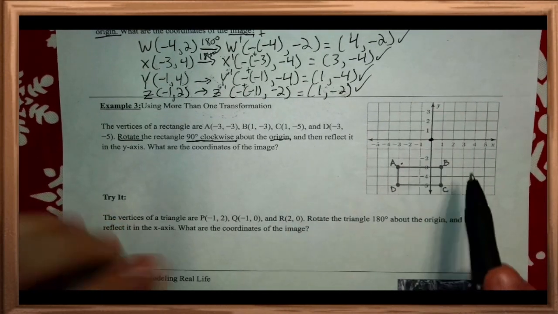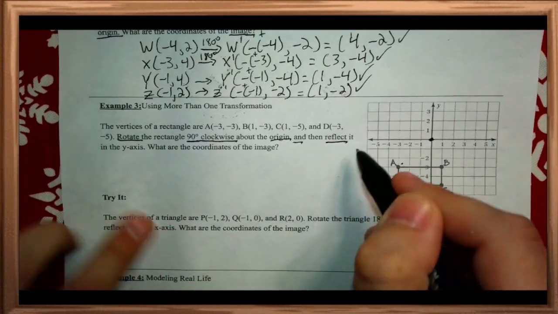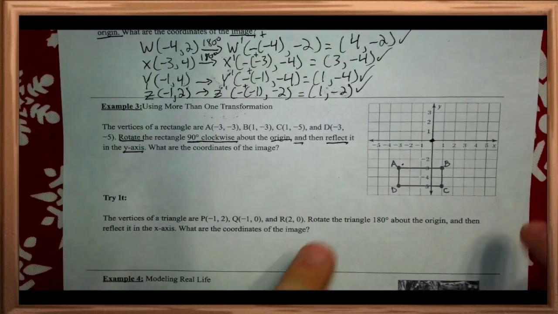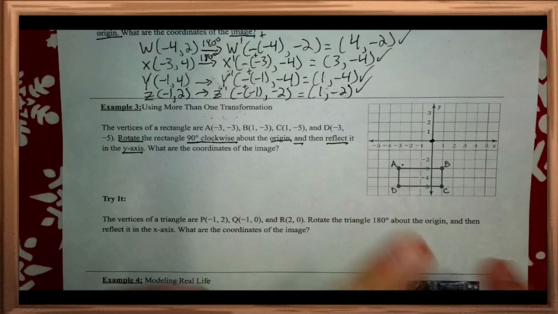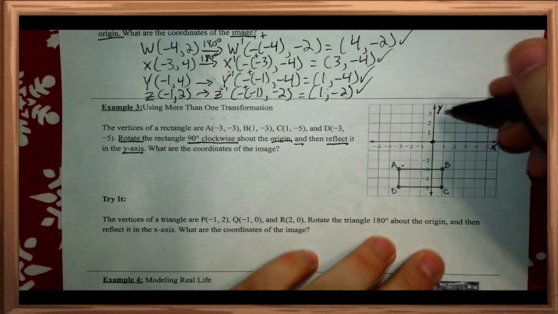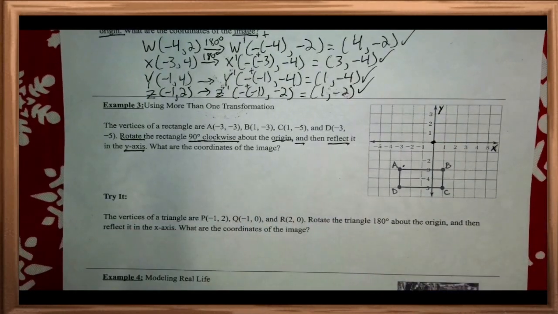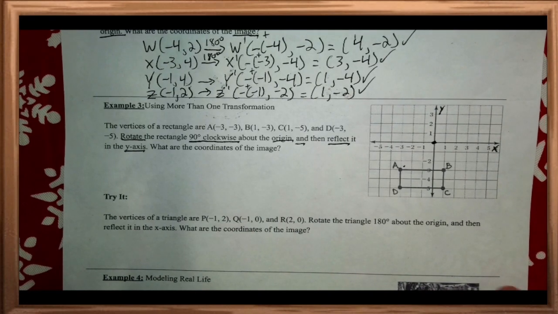And then, once we rotate it and reflect it in the y-axis, we need to figure out the rotation. Then we reflect it on the y-axis. There's the y-axis. Here's the x-axis, right? The y-axis is the up and down. So, what are the coordinates of the image? Okay, so let's break this apart. First, we need to rotate this rectangle. Then we need to just reflect it, like we've done before.